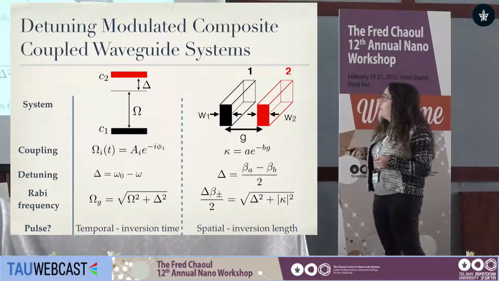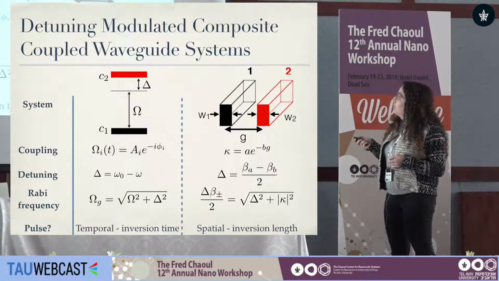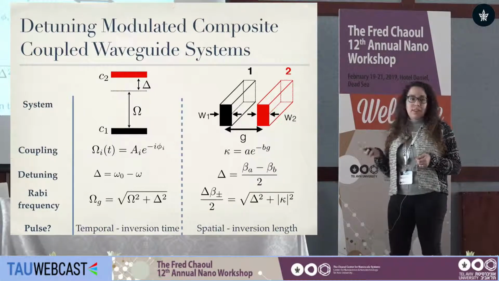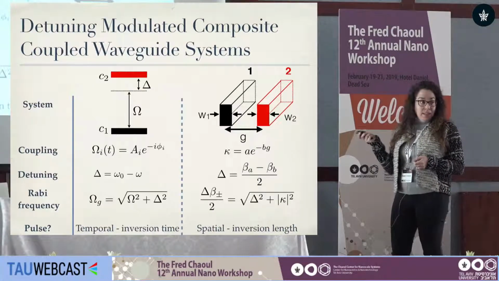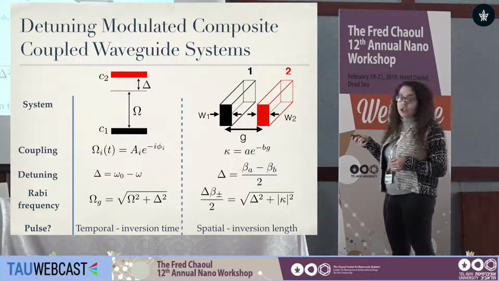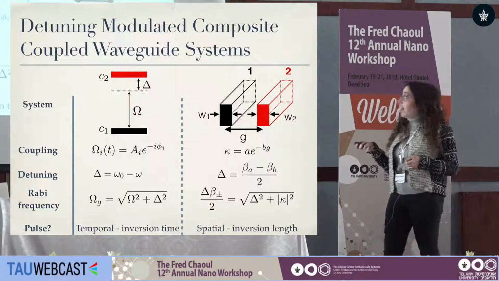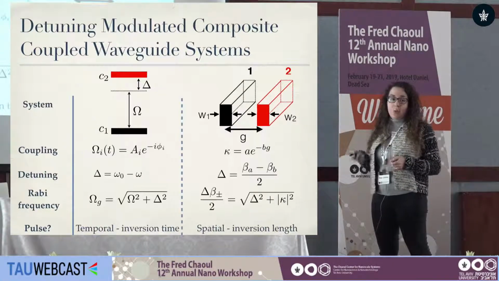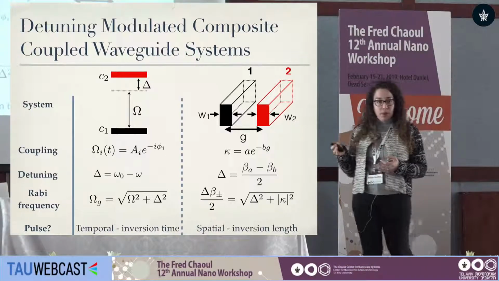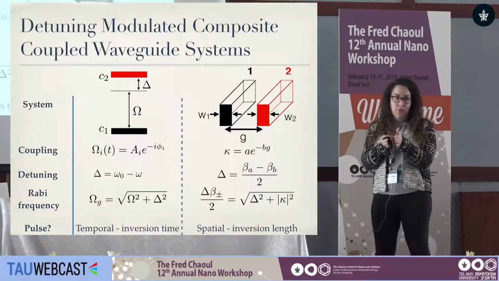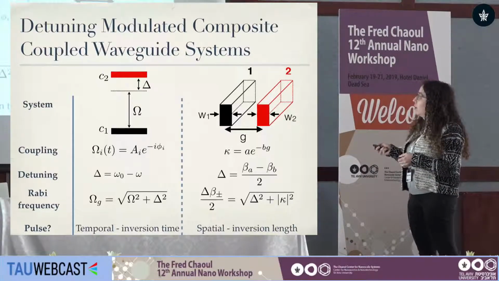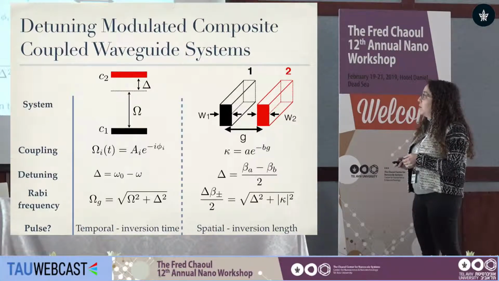Whereas in a coupled waveguide system, I'm talking about the first waveguide, in black here, as the ground state. This is where I inject light into it. Since the second waveguide is situated at some distance g away from the first waveguide, the light will couple into the second waveguide after an inversion length. So the pulse here isn't a temporal pulse. It's just due to the geometric coupling between the two waveguides.